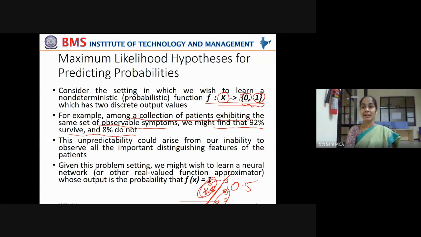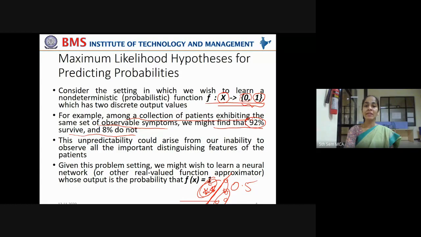Why is there uncertainty? All patients are having same set of observable symptoms. Then can't we say 100% of them are either surviving or they are not surviving? Why again is there a limited percentage? 92% of them are surviving. 8% of the patients are not surviving the disease. Why is that uncertainty associated? When the same set of symptoms are observable among the patients, then why only 92% of them are surviving and 8% are not surviving the disease?